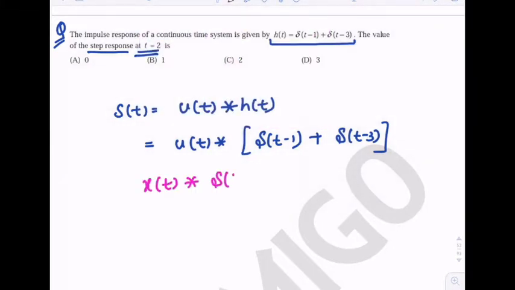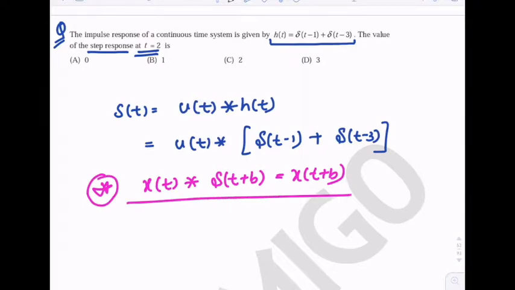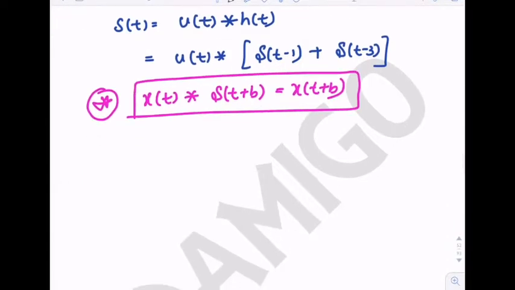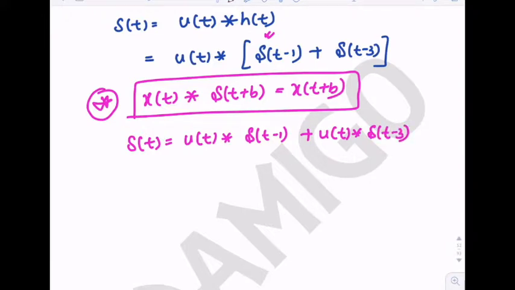x(t) convolve delta(t+b) is equal to x(t+b). We have seen this in the previous section of the lecture series. So we can say that the step response will be equal to this convolution: u(t) convolve delta(t-1) plus u(t) convolve delta(t-3). That is u(t-1) plus u(t-3) is s(t). That is the step response.